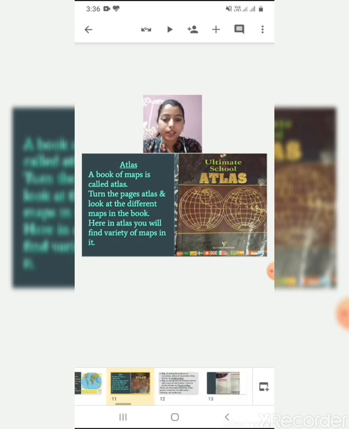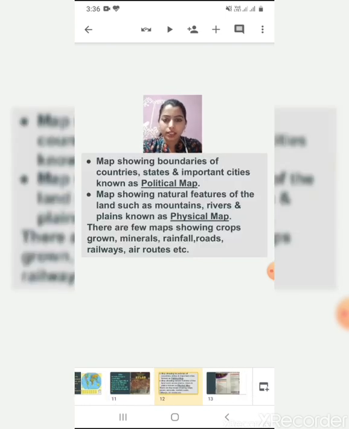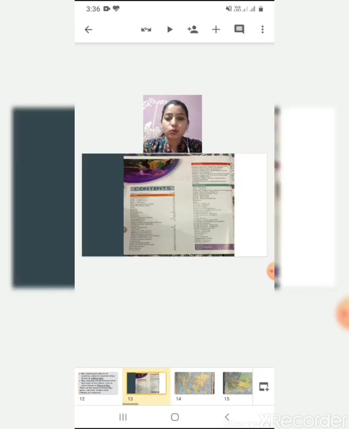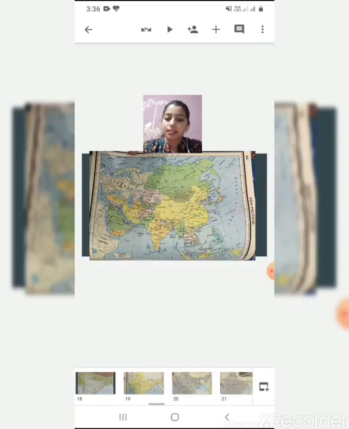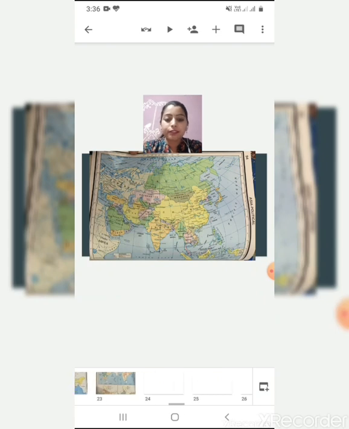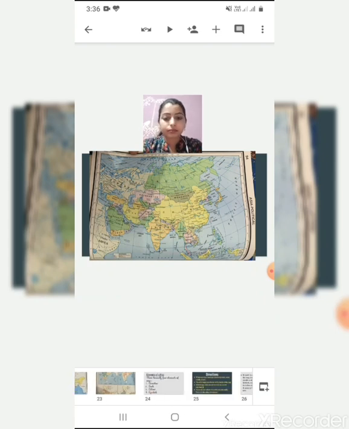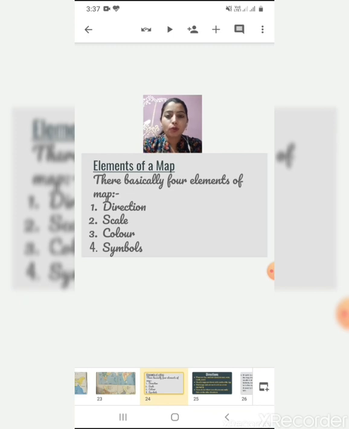Alright children. Then we studied about political and physical maps. Then I showed you the content, how an Atlas book looks, and there are so many varieties of maps we have studied. And today we will continue with this chapter with the elements of a map. There are 4 basic elements on which a map is drawn.